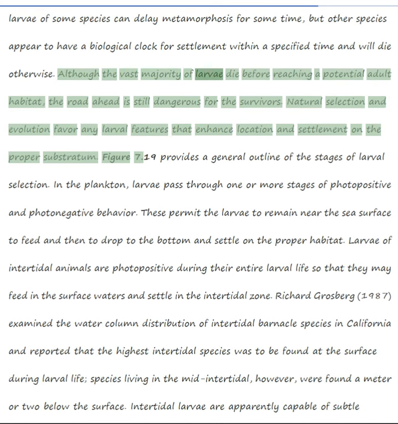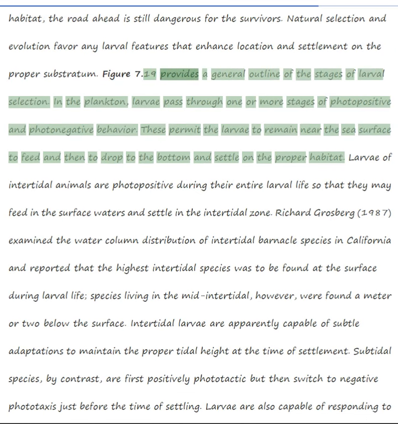Although the vast majority of larvae die before reaching a potential adult habitat, the road ahead is still dangerous for the survivors. Natural selection and evolution favor any larval features that enhance location and settlement on the proper substratum. Figure 7.19 provides a general outline of the stages of larval selection. In the plankton, larvae pass through one or more stages of photopositive and photonegative behavior. These permit the larvae to remain near the sea surface to feed and then to drop to the bottom and settle on the proper habitat.